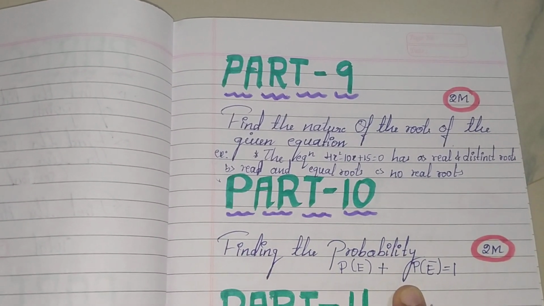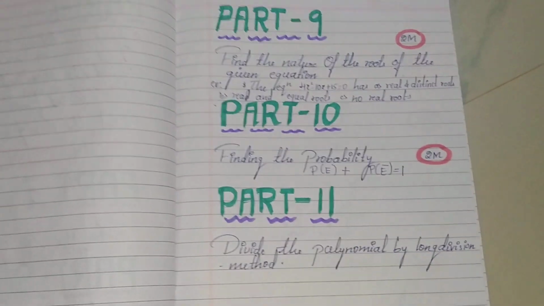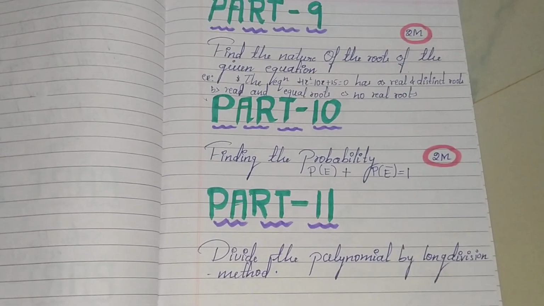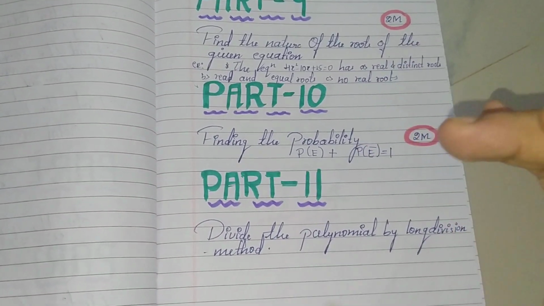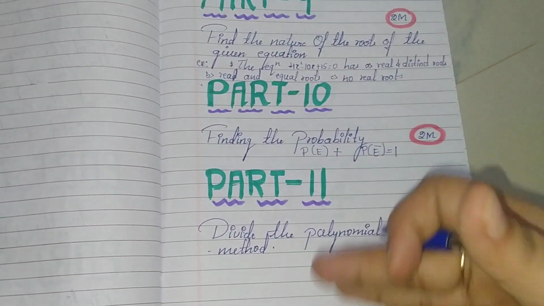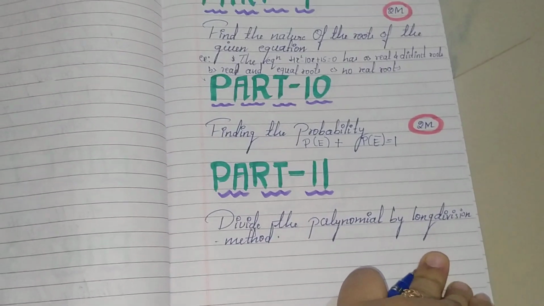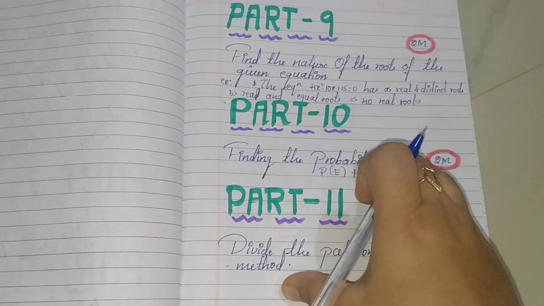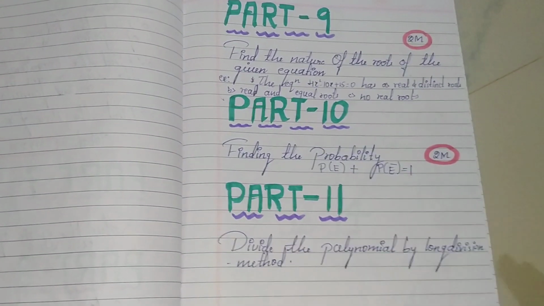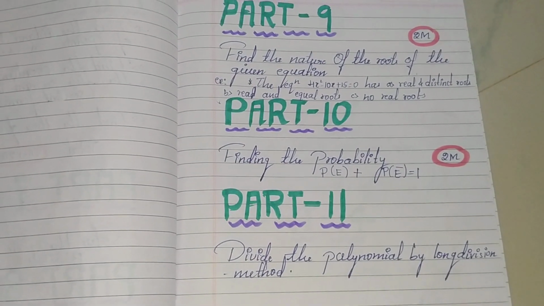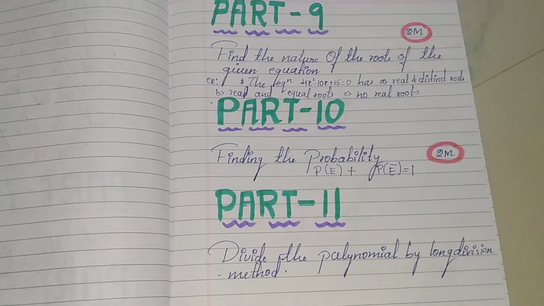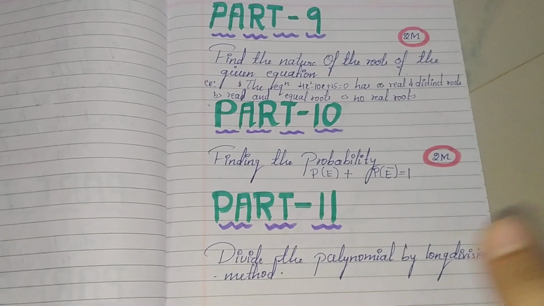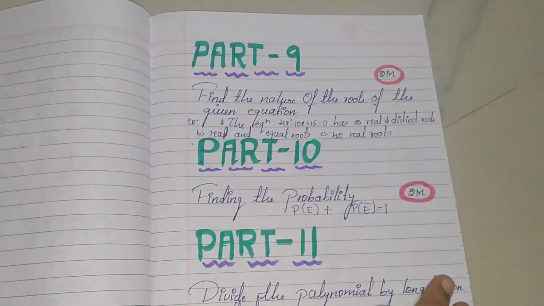After that, the next thing is part 11: divide the polynomial by long division method. What you have to do is practice more and more problems based on the long division method. Then you can easily solve any problems which will be there in your exam.